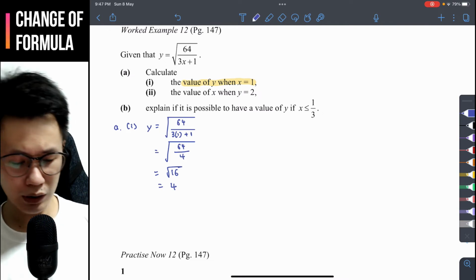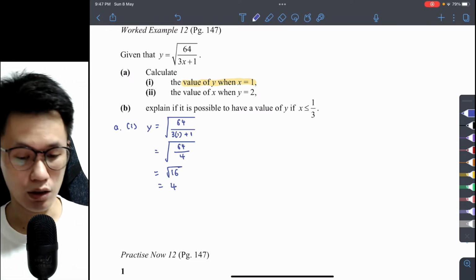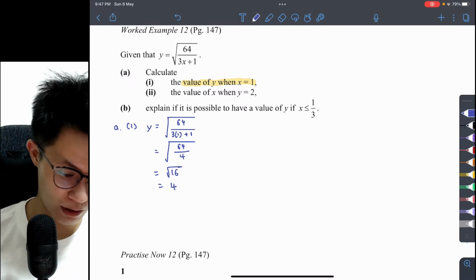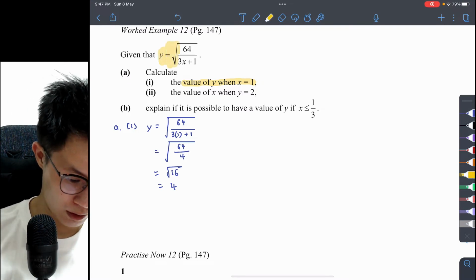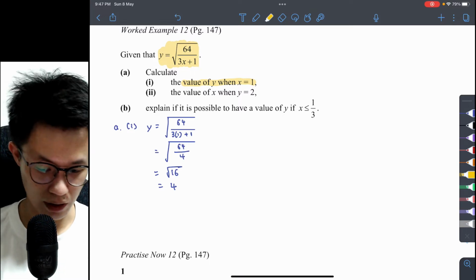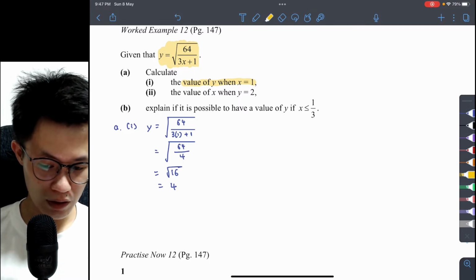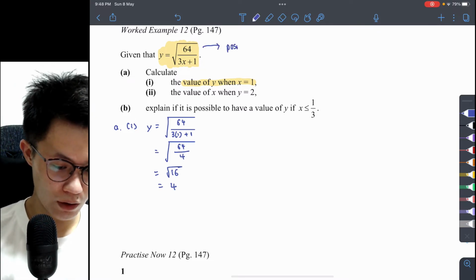Okay, now one thing to take note of here: if the question writes the square root sign, if the question explicitly states the square root sign, this in fact already implies the positive value of the square root.